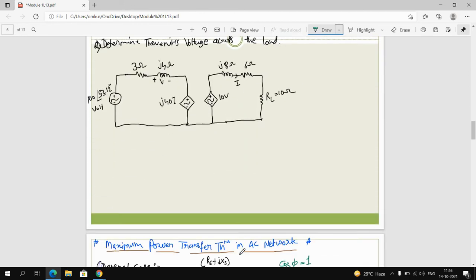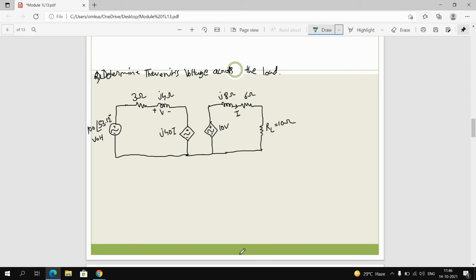Now in a similar way you can also solve this, but there is a dependent source given to you. This is a current dependent voltage source, and this is a voltage dependent voltage source, right? So this dependent voltage is this, and for this the current is this. I hope you calculate this value.